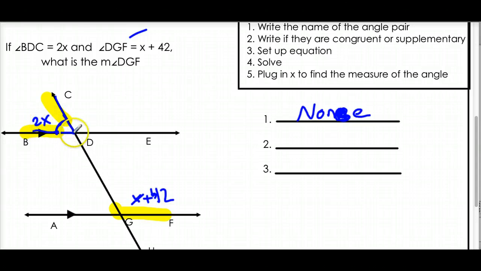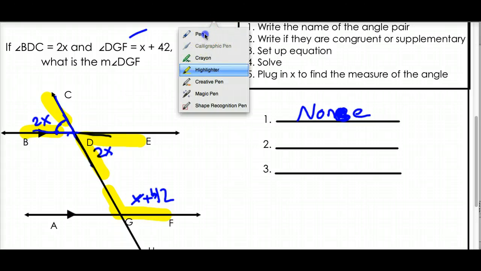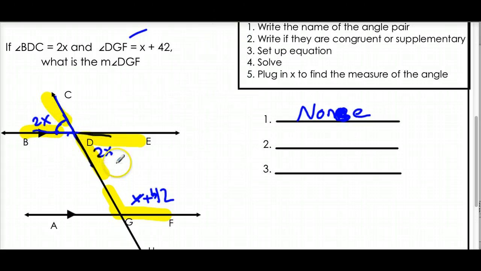If I know this is 2x, I could also say that this angle over here is 2x because these are vertical angles. So this angle, GDE, is 2x also because these are vertical. These are congruent. Now if you look at these two, these are same side interior angles, and I know these two angles will be supplementary. So I just proved this. Because these two are vertical and these two are same side interior, I know that these have to be supplementary.